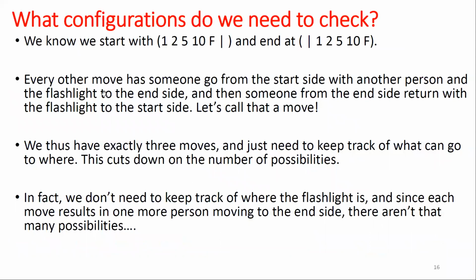Every move has someone go from the start side with the flashlight to the end side, and then someone from the end side comes back with the flashlight. Let's just call that whole cycle a move. So we're collapsing things. We have exactly 3 moves, and we just need to keep track of what can go where. This is going to make the tree much smaller. It's going to cut down on the things to check. In fact, we don't even need to keep track of where the flashlight is, because at the end of a move, unless it's the final move, the flashlight has to return to the start.